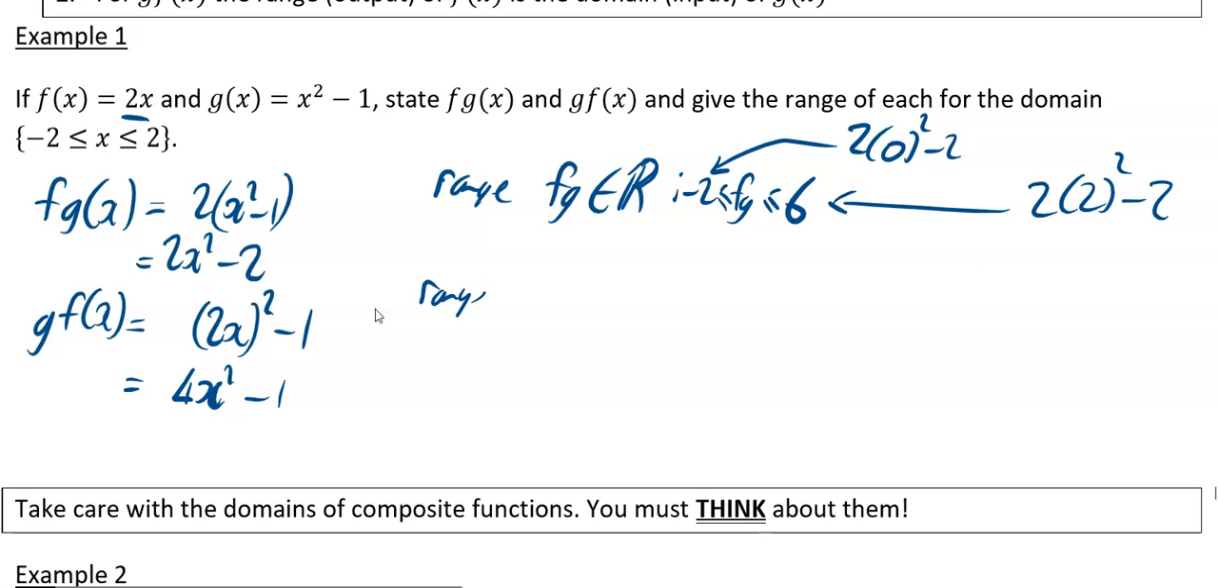And your range for the other one then, the range of gf, belongs to the set of reals, and let's see what it's going to be. So again, we'll put in 0. I know this time it's going to work with a 0. 0 squared is 0, times 4 is 0, minus 1 is minus 1. And then we'll put in 2. 4 times 2 squared is 4 times 4, which is 16, minus 1, so it's going to be 15. So there's my range. A tricky enough wee question, so just be careful on those.